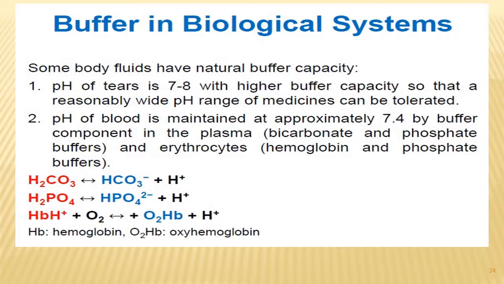The pH of blood is maintained at approximately 7.4 by buffer components in the plasma. We have bicarbonate and phosphate buffer. Also, we have erythrocyte buffers, hemoglobin and phosphate buffer too. These are the names: phosphate, bicarbonate, hemoglobin, and oxyhemoglobin.